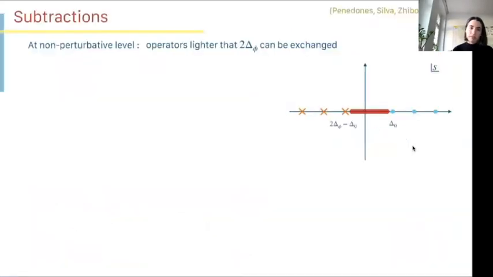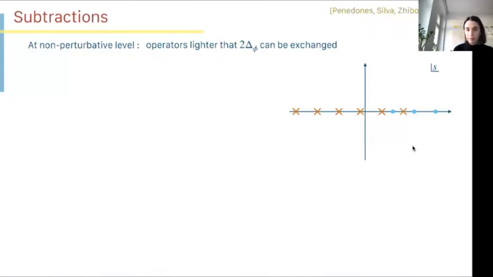Finally, there are subtleties connected to the non-perturbativeness of this Mellin definition that we want to have. And this was also tackled in this paper for the higher dimensional case. And the subtlety lies in the fact that operators lighter than 2 delta phi can be exchanged. And so we don't have this neat region of convergence, but what happens is that we have an overlap of poles. And so we have these two different types of poles that mix.